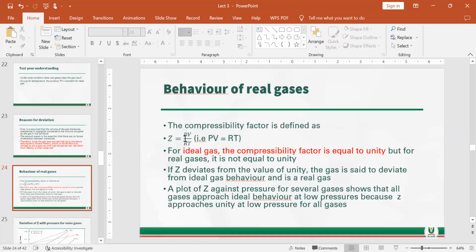So, the behavior of real gases: the compressibility factor is defined as Z. It's normally defined as PV over RT. You know the formula for the ideal gas law is PV equals RT, so when you take the ratio, that ratio is called the compressibility factor. For an ideal gas, the compressibility factor is equal to unity. But for a real gas, it is not equal to unity. If Z differs from unity, the gas is said to deviate from ideal gas behavior and is a real gas. A plot of Z against pressure for several gases shows that all gases approach ideal behavior at low pressure, because Z approaches unity at low pressure for all gases.